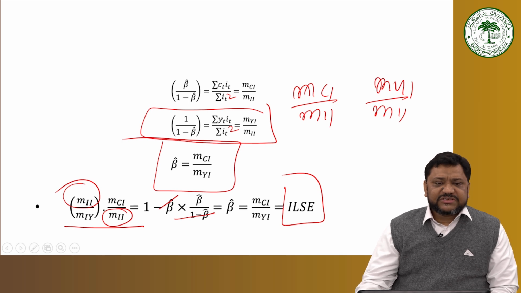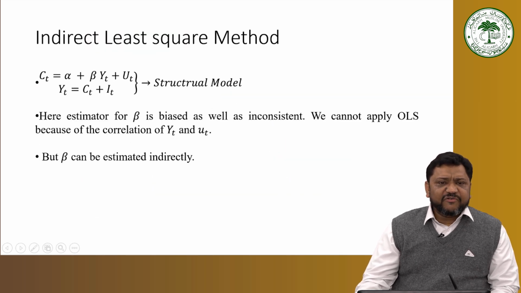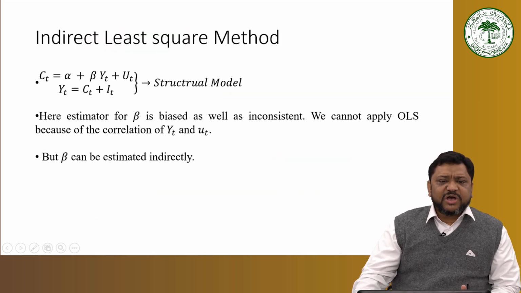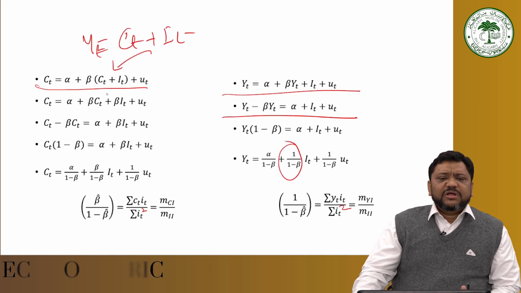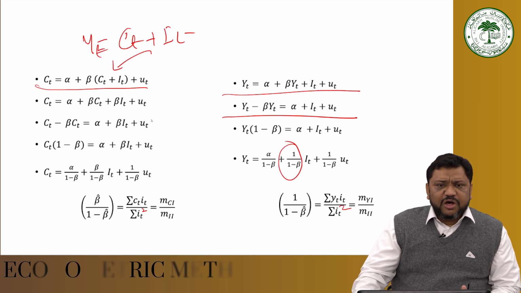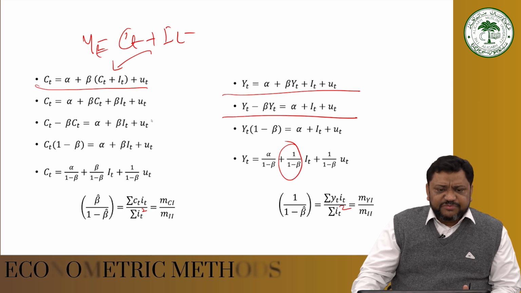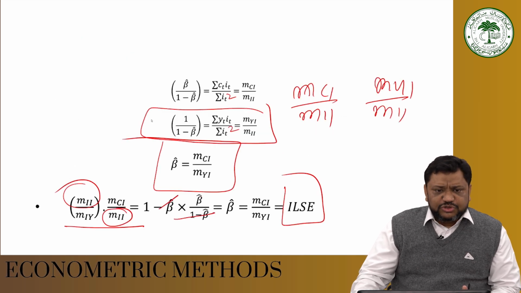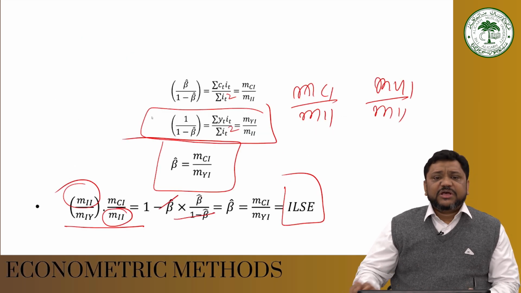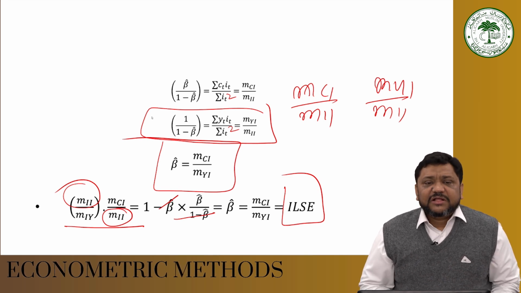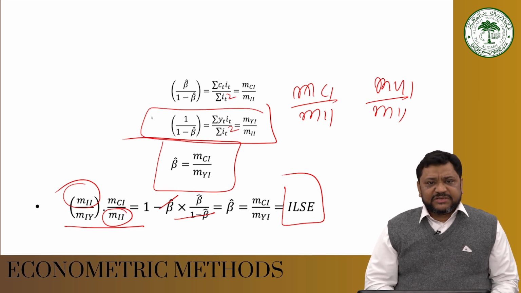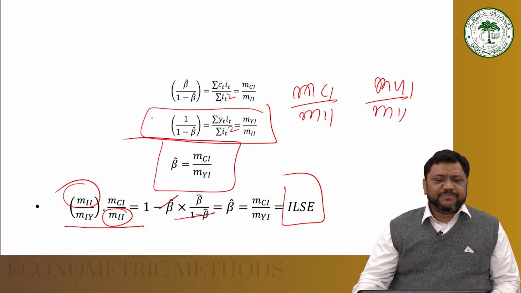This is nothing but your ILS. So we started our discussion on the indirect least squares method. We took a structural model and then we got the reduced form. You got the estimates by using OLS on the reduced form, and here we are just algebraically manipulating and we get the ILSE, that is the indirect least squares method.